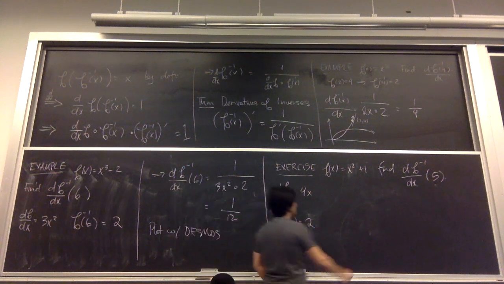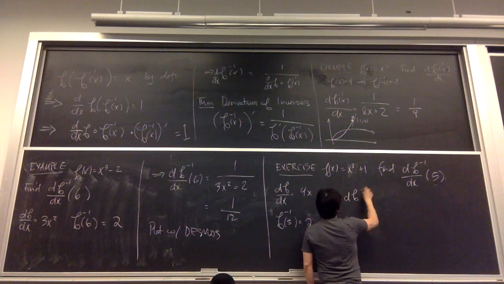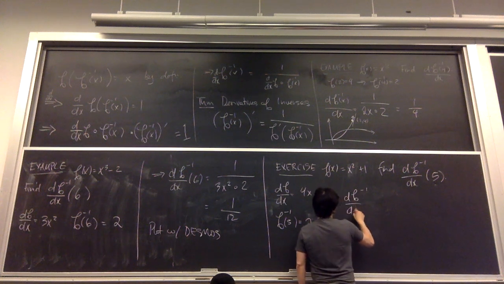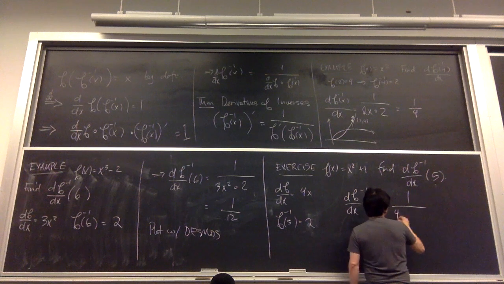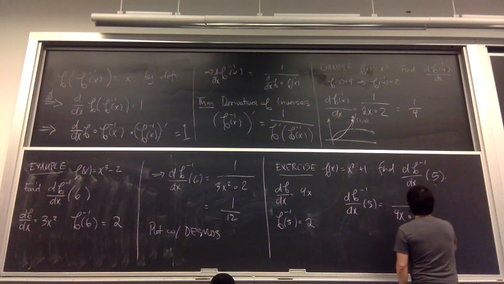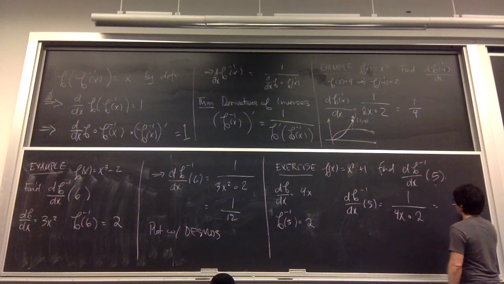All right, so again, all we need is, the derivative of the inverse at 5 is going to be 1 over 4x composite 2, which is going to be 1 over, what, 8? What 8?